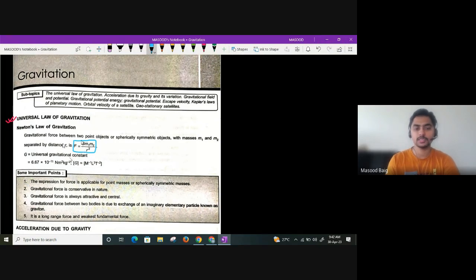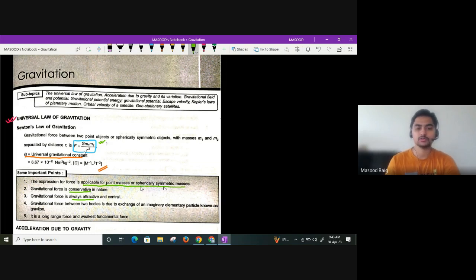If we remove the proportionality sign, we are going to get a constant called the universal gravitational constant, whose value will be 6.67 × 10^-11, and dimensions will be M^-1 L^3 T^-2. Right, so some basic properties related to the law of gravitation: it is conservative in nature, it is always attractive. This expression is applicable for point masses as well as symmetrical masses, guys.